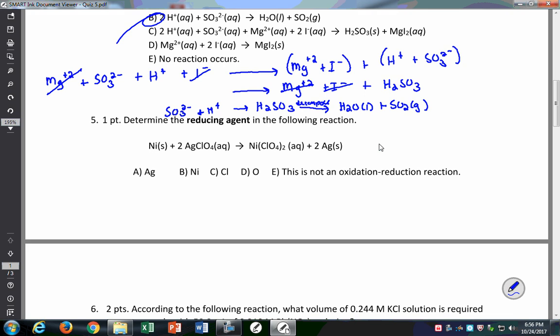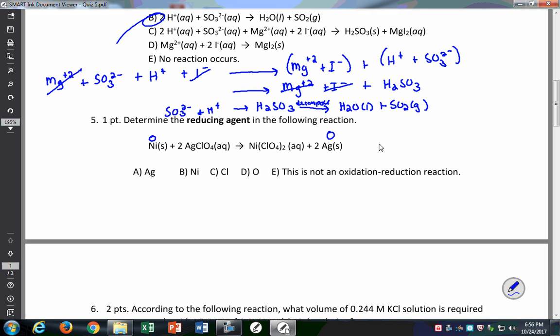So notice how the polyatomic ion is still retaining its molecular bonds. It's still the same polyatomic ion on both sides. ClO4 minus 2, it's not changing. I mean, yeah, plus 2, it's not changing on both sides. So nickel solid is a free element. It has a 0 oxidation state. Silver solid is a free element. It has a zero oxidation state. Super easy.